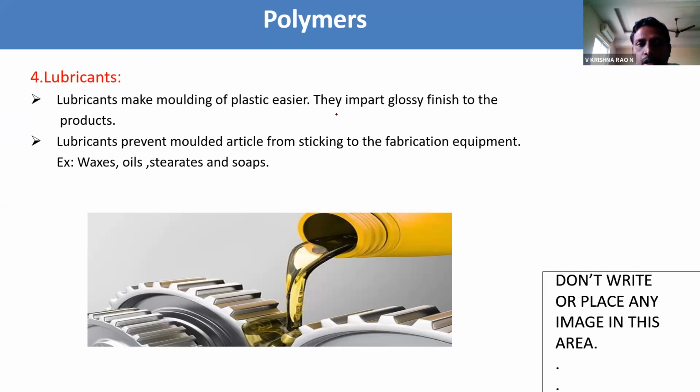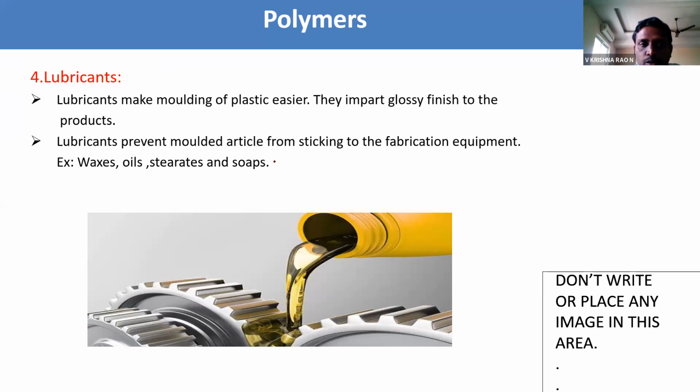They give a glossy finish to the plastic products. Lubricants make the molding of plastic easier and impart a glossy finish to the products. Common lubricants prevent the molded articles from sticking to fabrication equipment. Examples are waxes, oils, stearates, soaps, etc.